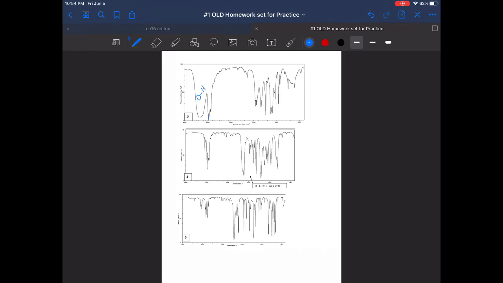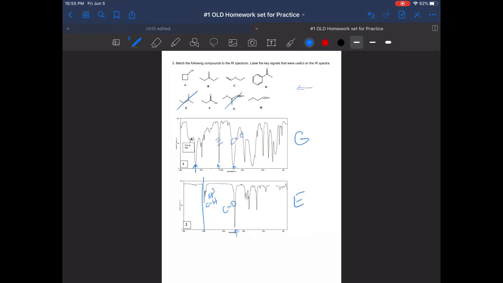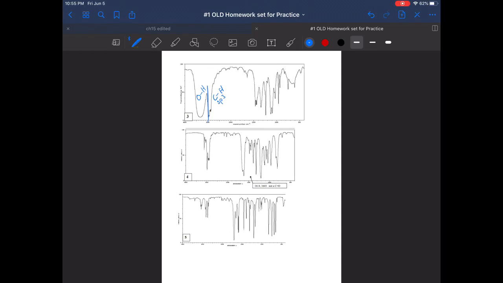If I draw a line up from 3,000, there is nothing right above 3,000. If you have a hydrogen on a carbon-carbon double bond, it will be literally 3,010, 3,020. Like, it will be right above 3,000. We do have some sp3 CHs, and then not much else, right? Nothing else really above 1,500. So this one's actually pretty easy. There is only one alcohol available, and it's an alkane. So it should look pretty simple and then have an alcohol. So number 3 is A.